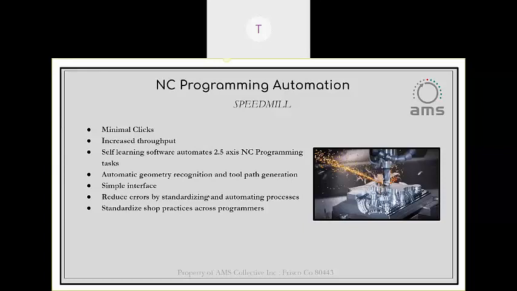Of course, Speedmill is a self-learning software that can automate all of our 2.5 axis programming, right down from holes to pockets, tapping, thread milling, you name it. 2.5 axis, Speedmill can handle it. Of course, with Speedmill, we have automatic geometry recognition, and of course, referencing previously generated toolpaths and reusing those toolpaths for future projects. It's a very simple to use interface.